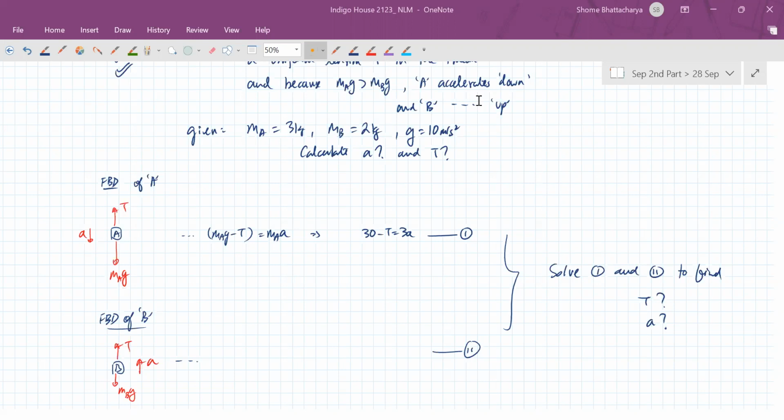You write the equation and solve yourself. Okay, send me the answer. I'll verify it for you. Yes, what you're saying is correct. You should always take the direction according to the direction of the acceleration. So if it's accelerating upwards, then the net force should be in the upward direction.